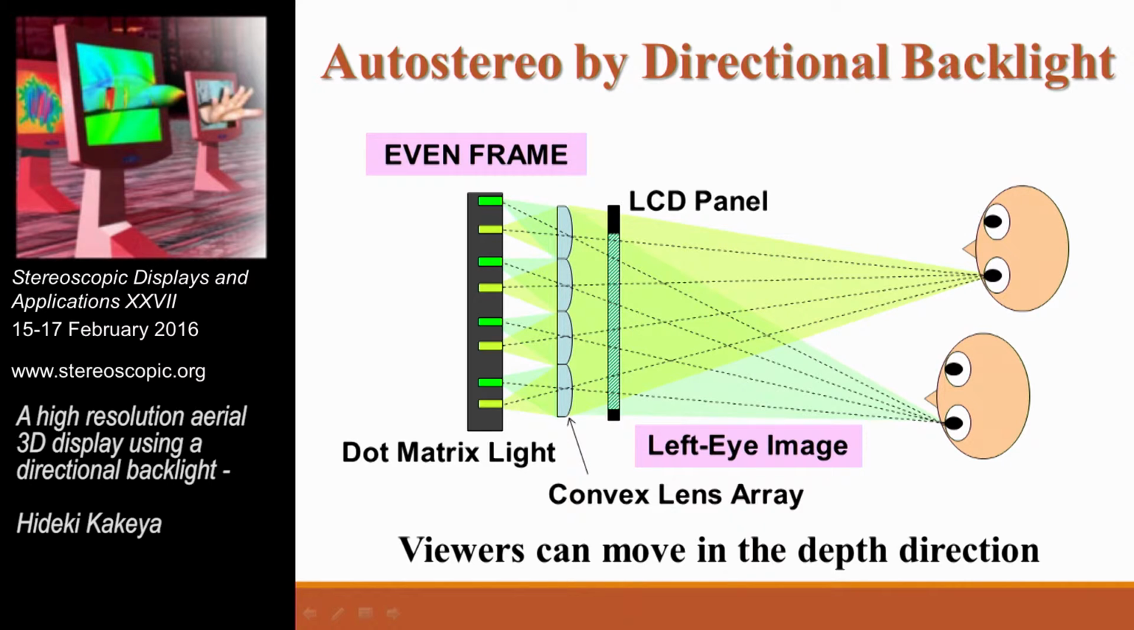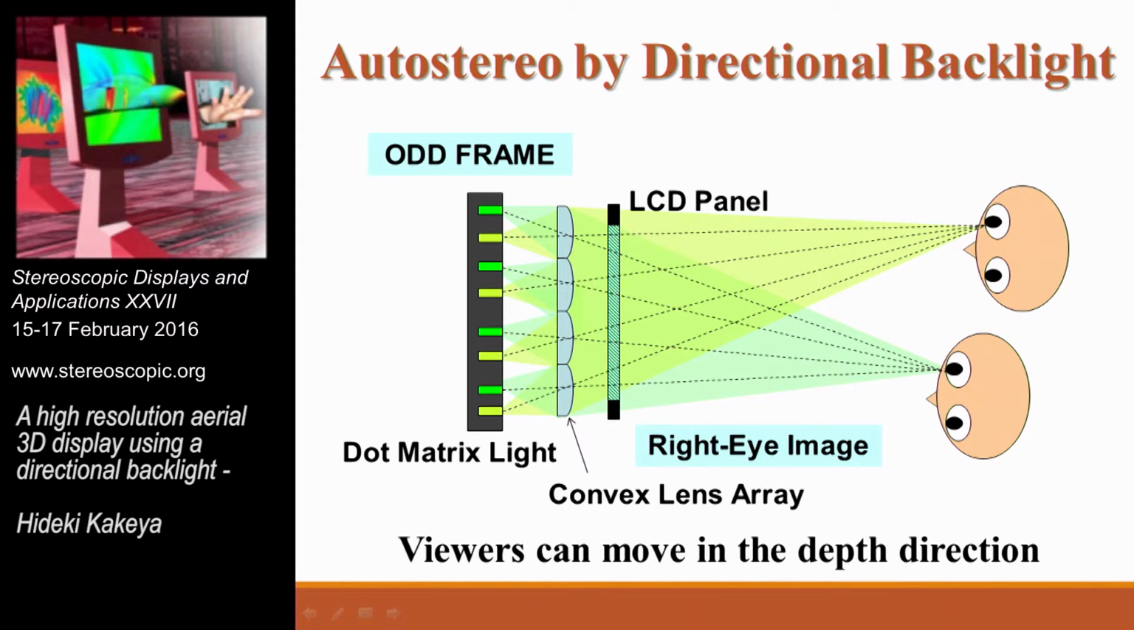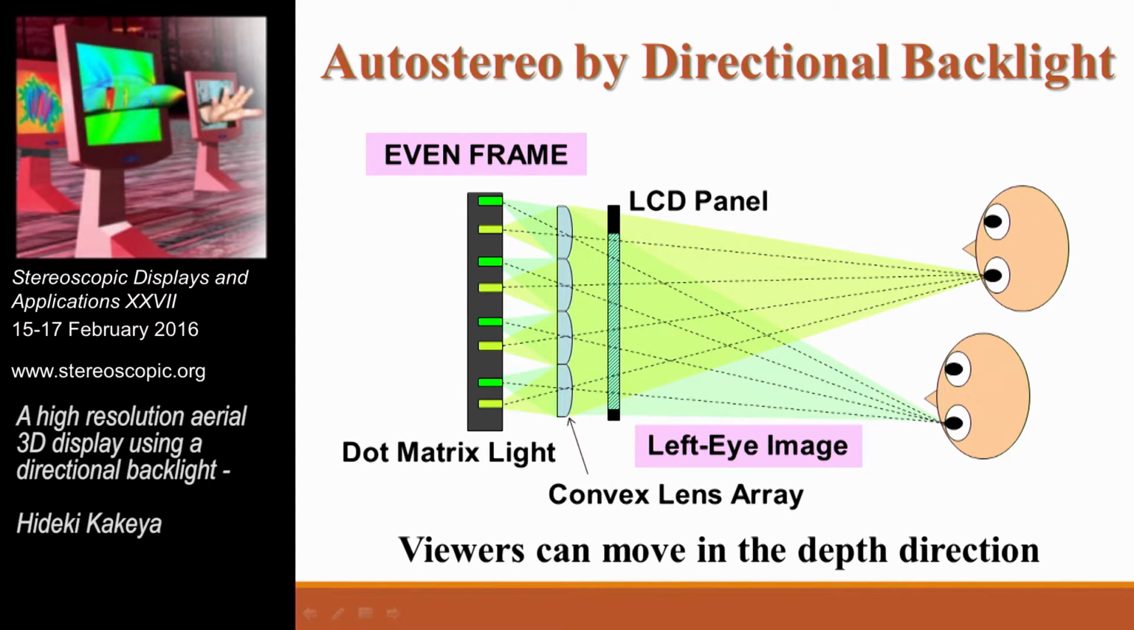And for the left eye, we make these parts bright. So this is also connecting the eye and the center of the lens. And then the image can be observed only from the left eye. So by alternating between these two modes, we can achieve time division multiplexed autostereo display.